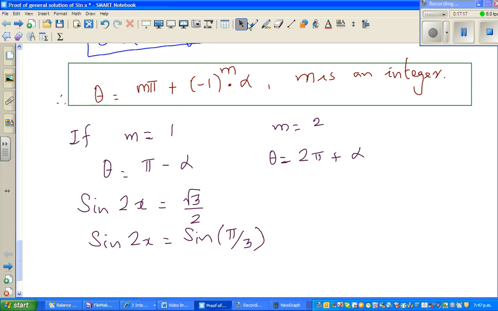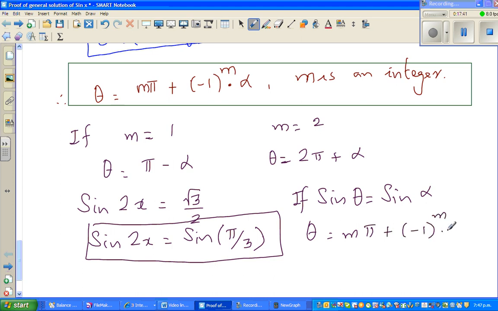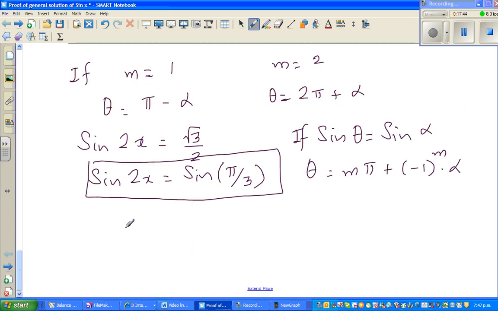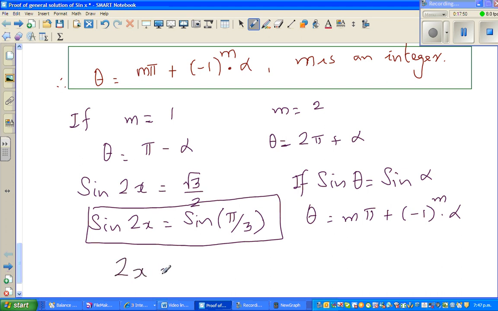So what was the equation? I could write sine 2x as sine pi by 3. So we started like this. If sine theta is equal to sine alpha, then theta is m pi plus negative 1 to the power m times alpha. Using this formula, your theta is your 2x, so I can say 2x is m pi plus minus 1 to the power m times alpha, which is pi by 3.